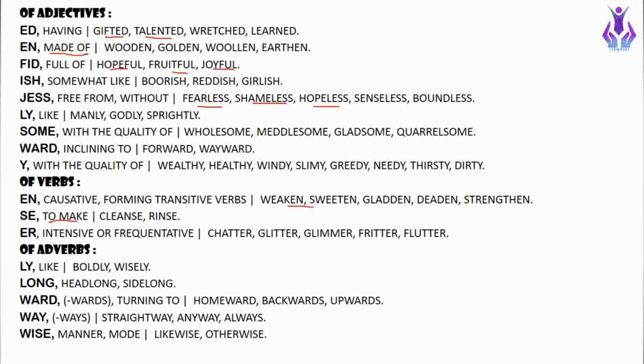The next is of adverbs, like when we add a suffix at the end of primary words to form adverbs. When we put ly, it is a sense of like, and when we say boldly or wisely. The next is long: headlong or sidelong. Then ward or wards, it is used in a sense of turning to: homeward, backward, upward. The next is way or ways: straightway, anyway, always. The next is wise. Wise is used in the sense of showing some manner or mode: likewise or otherwise. So here we are done with today's lecture, that is the formation of words.